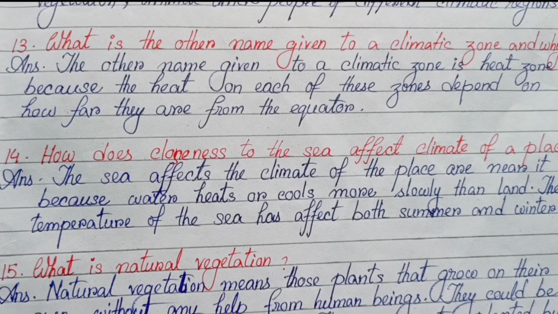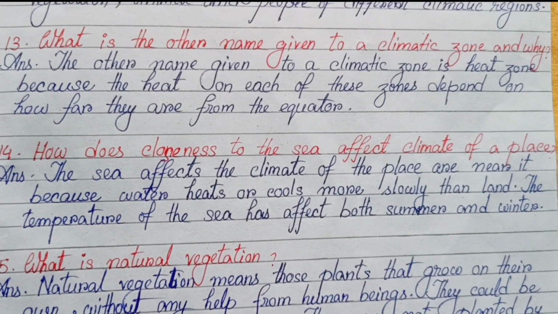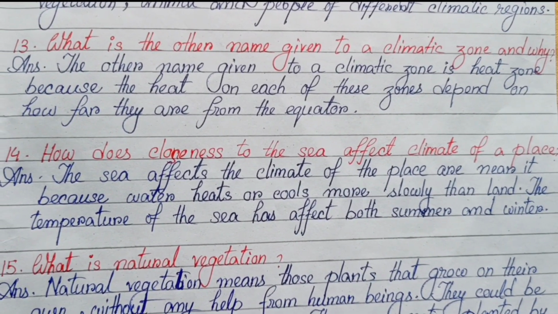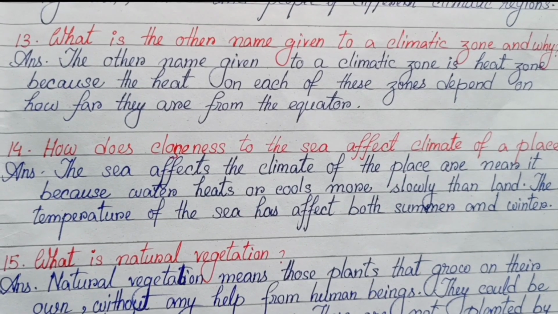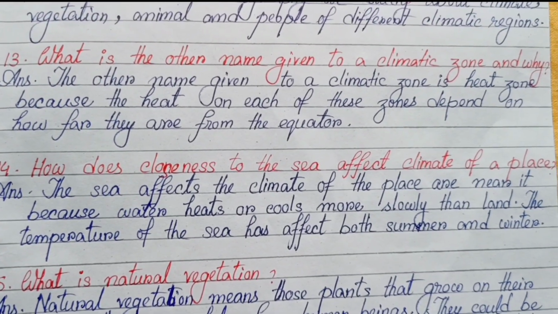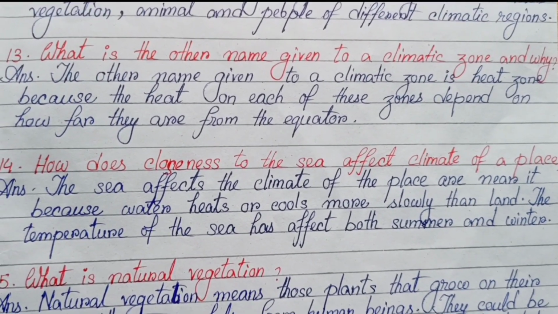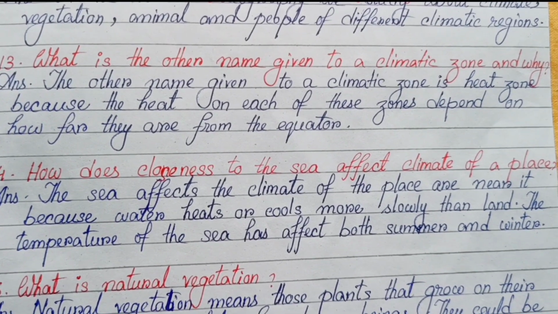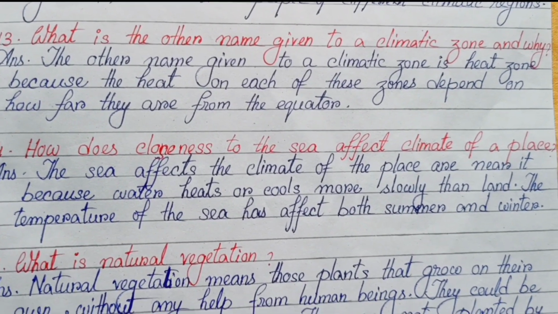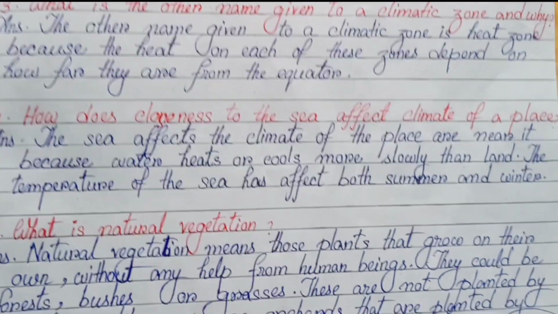Number 14, how does closeness to the sea affect climate of a place? The sea affects the climate of the places near it because water heats or cools more slowly than land. The temperature of the sea has effect both in summer and winter.